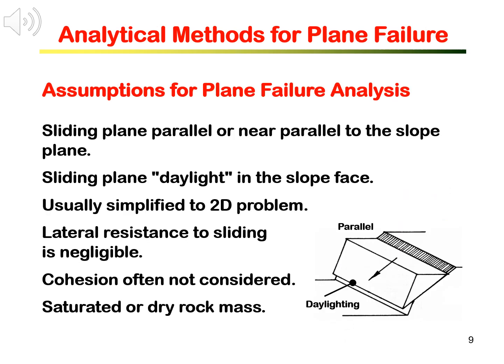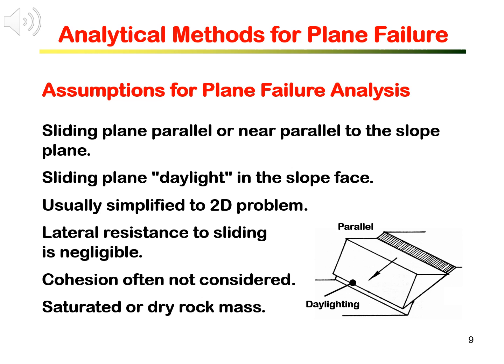Next, let us move to analytical methods for plane failure. We have learned the geometrical conditions for plane failure are: first, the sliding plane is parallel or near parallel to the slope plane. Second, the sliding plane daylights in the slope plane, which means the dip angle of the sliding plane is smaller than the dip angle of the slope. And third, the dip angle of the sliding plane is greater than the friction angle of the sliding plane.